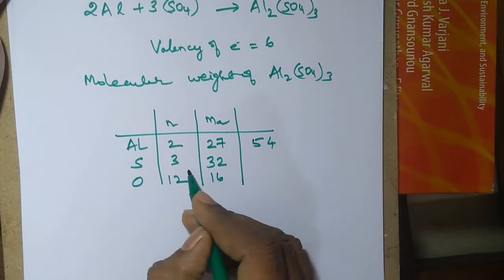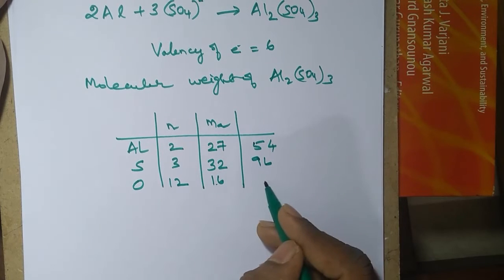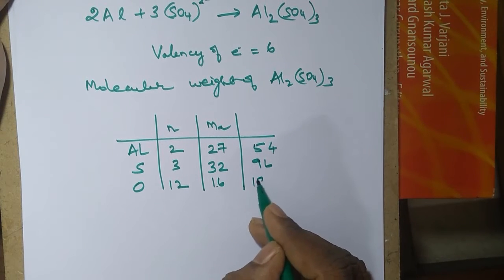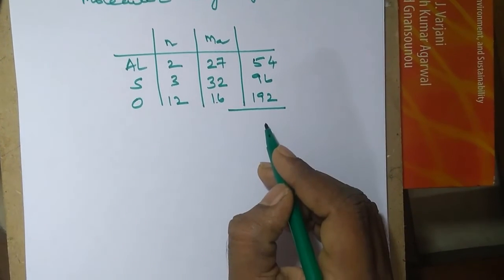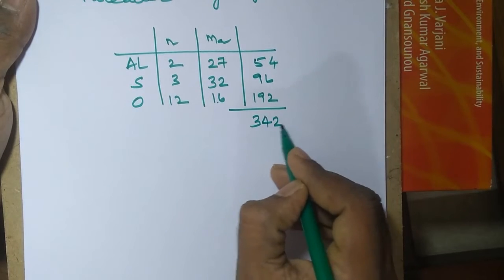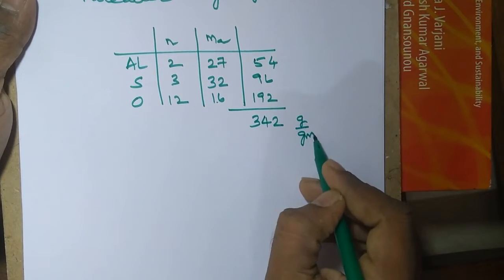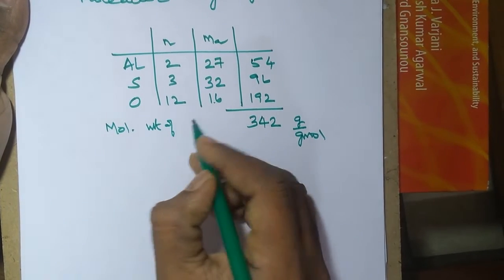So x equal to plus 7. So for oxygen 16, we know the number multiplied by the atomic mass: 2 into 27 is 54, 3 into 32 into 6 is 1 104, 4 into 16 is 192. Making the summation, we will get the molecular weight. Please always cross check the answer. So I am getting here 342 gram per gram mole.